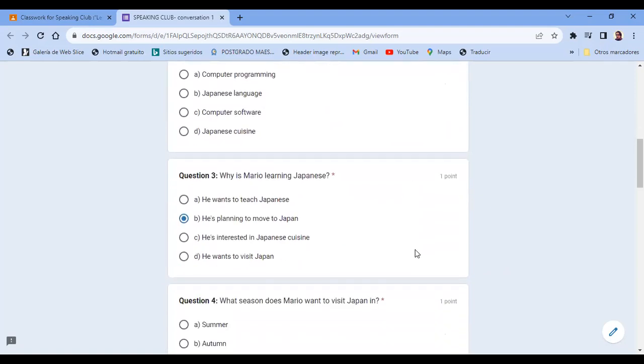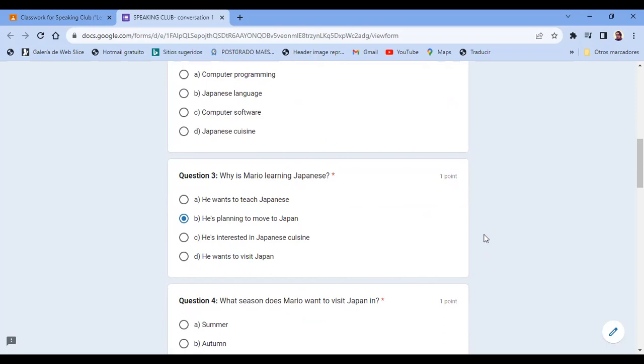Because the questions are about Mario, but in this case, as Veronica said, it's about the girl, not Mario. Why is the girl learning Japanese? Maybe because she is planning to move to Japan. She wants to visit Japan, I think. But is she? No, he. All right. Okay. Yes, exactly. Okay, I guess that we have a problem with that. We're going to listen in a moment and see if we have a problem there. If it is, we're going to check it out. But if it's not, we're just going to keep following.